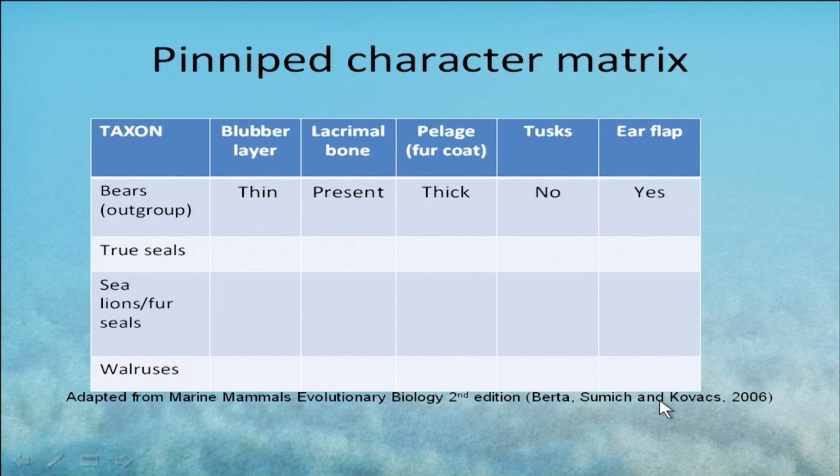It's quite thin. They do have what is called a lacrimal bone, and I'll talk about that in a little bit. And of course, you might notice that they have a thick fur coat. Bears do have a thick fur coat. They do not have any tusks, and they do indeed have what's called an ear flap. Bears have ears. This would be an ear flap. All right, now let's take a look at some pictures of our pinnipeds and see if we can assess their character states.